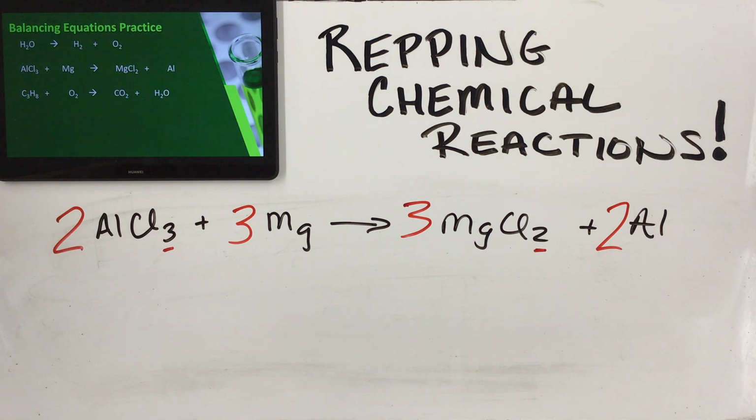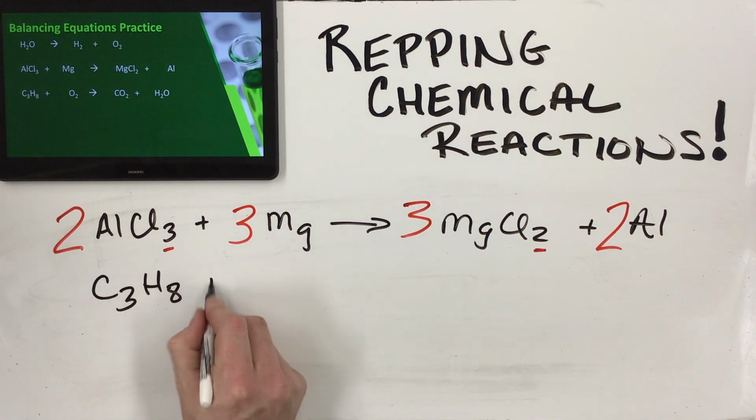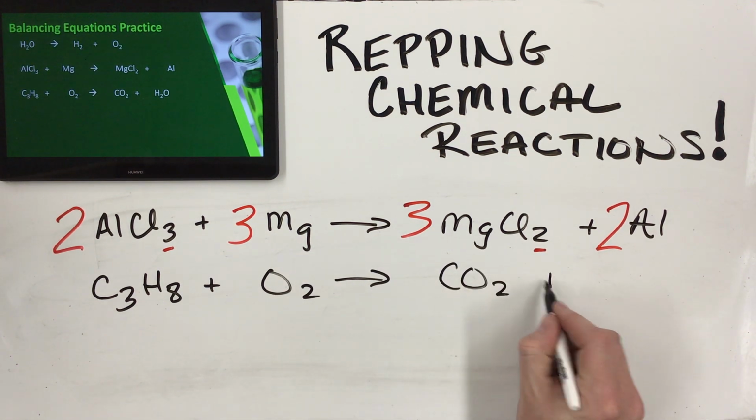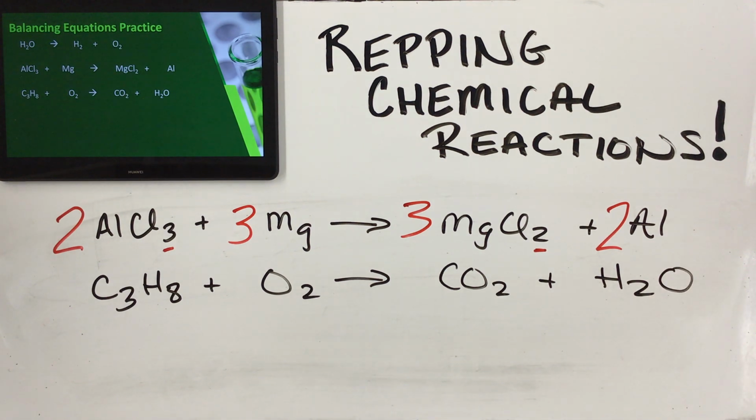Oh, I like this one. This is propane, like in a barbecue. C3H8 plus O2. This is a combustion reaction. This combustion reaction makes food on the barbecue.